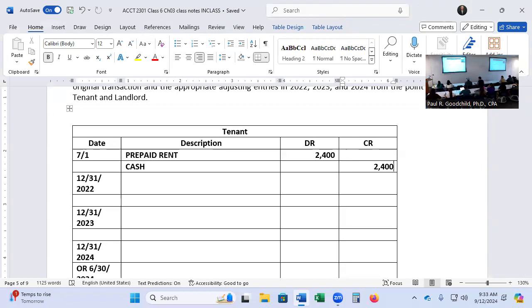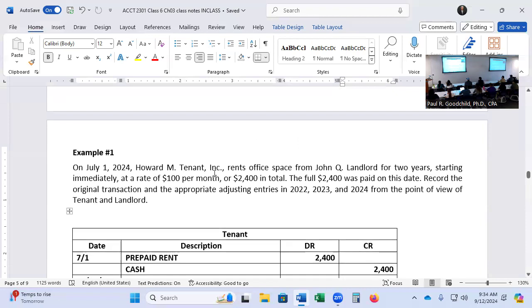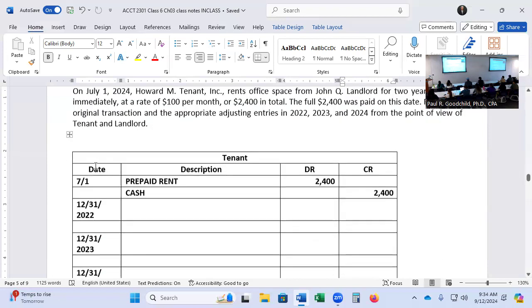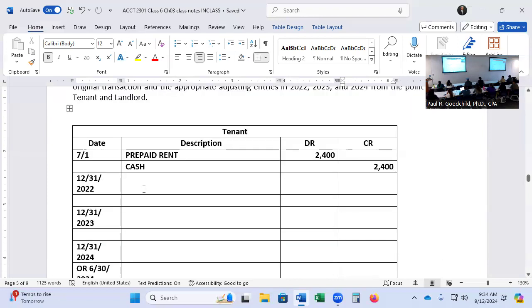Right. So now we have to get to our adjusting entries, and we're doing our adjusting entries, in this case, at the end of the year. So in that first one, 12/31/2022, how many months of expense do we have? Well, so July 1, right? So I think you're close. I think it's 6. Starting immediately, so it'd be July, including July. So that'd be 6 months.